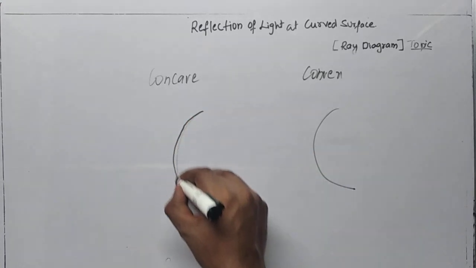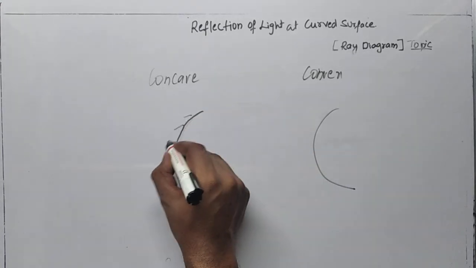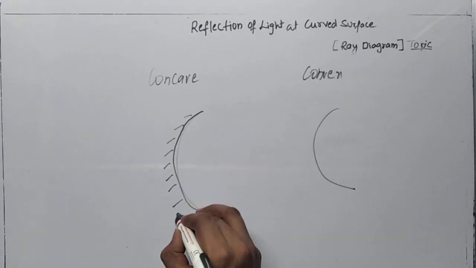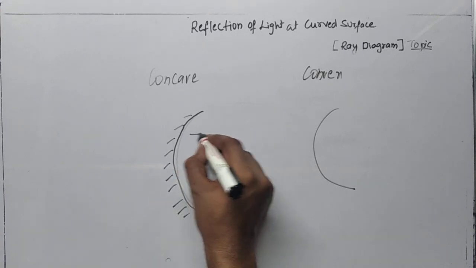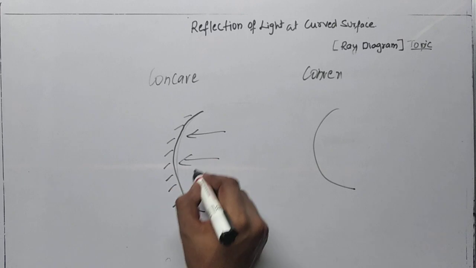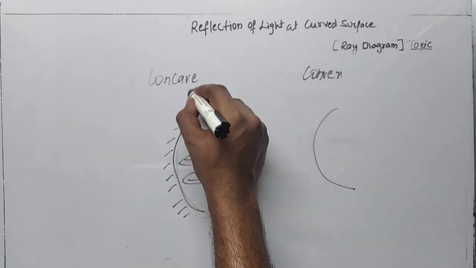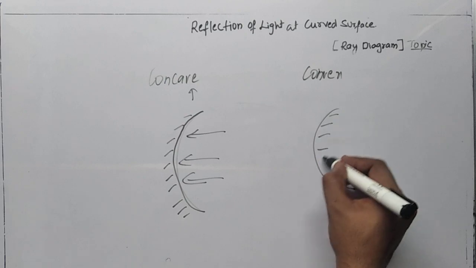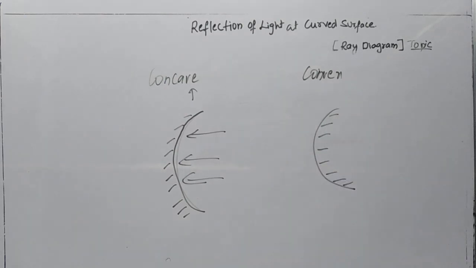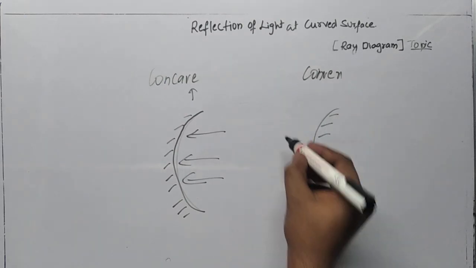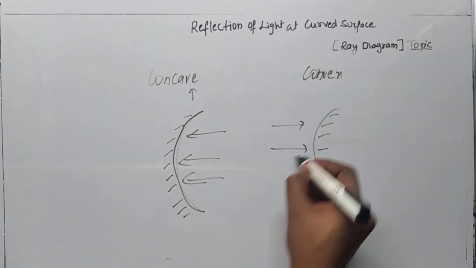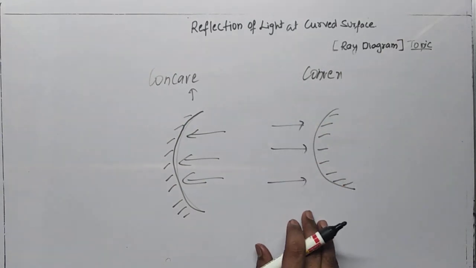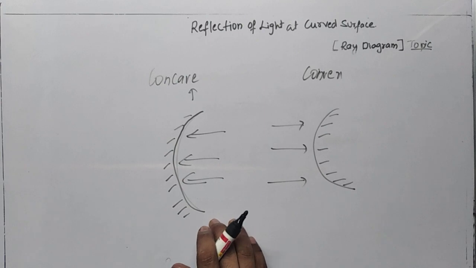If you paint it from outwards, and the inward side is the reflecting surface, this is the representation of a concave mirror. Convex is opposite: the paint will be inside and the outward side will be the reflecting surface. This is a convex and this is a concave.